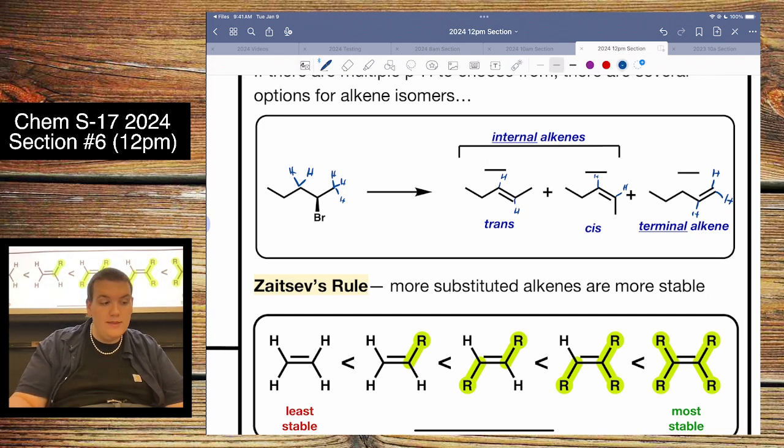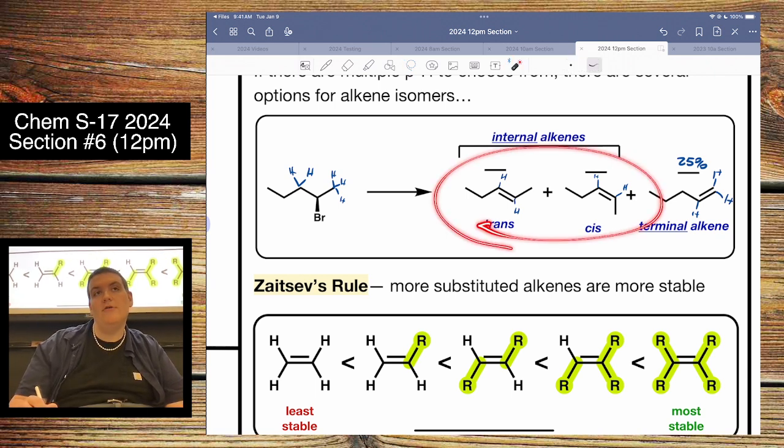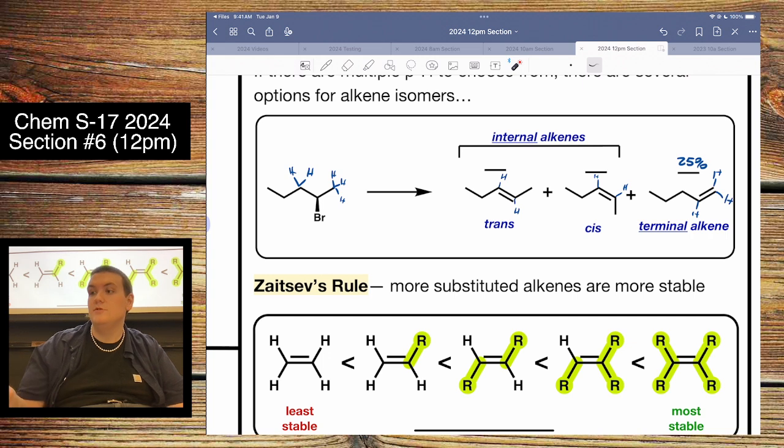So we only get, I think, 25% of this terminal alkene. These are not numbers for you to memorize. This is just an example so you see the trend. Okay, and then among the internal alkenes, which do you think we're going to get more of if we can form both the trans and the cis? Which is more stable? The trans.